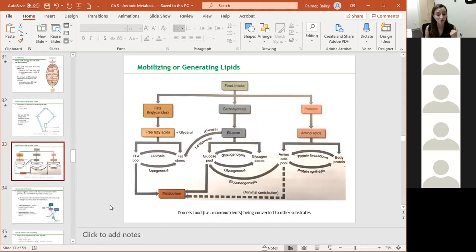This picture also does a really great job, and I spent a lot of time in the lecture going over every single arrow and talking about how they're stored and how they're used for energy. But again, yes, we can have increased fat mass just by eating carbs and protein, based on how they can simply turn into something else and be stored in the body.